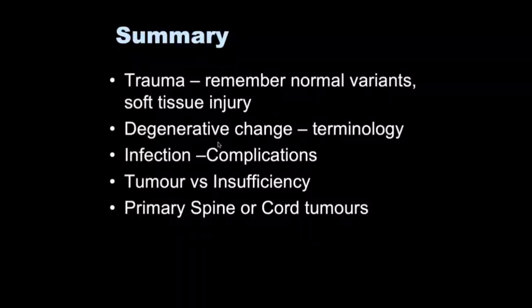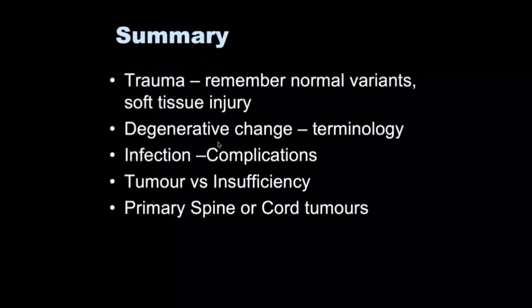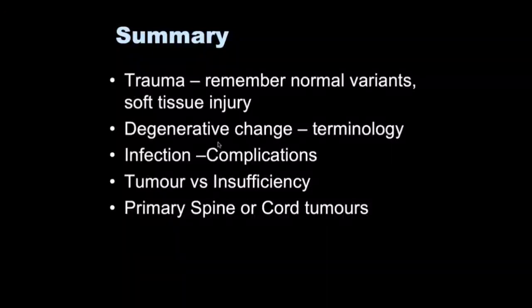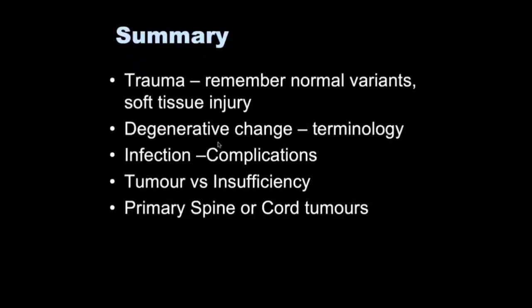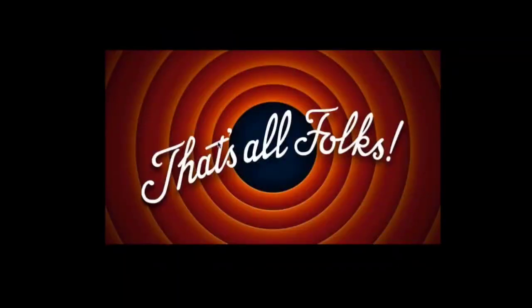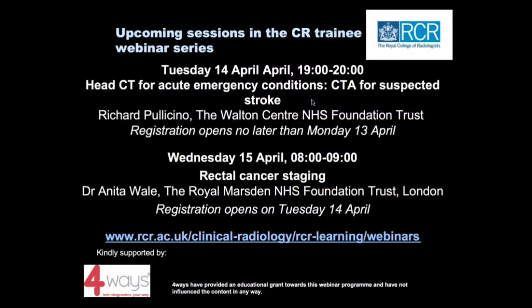We did talk about tumor versus insufficiency fractures, so look for the entire vertebral body involvement, the posterior bulging, the extraosseous soft tissue component, and involvement of the pedicle. And we also briefly touched on the primary spine and cord abnormalities. That's about it. I'm happy to take any questions.